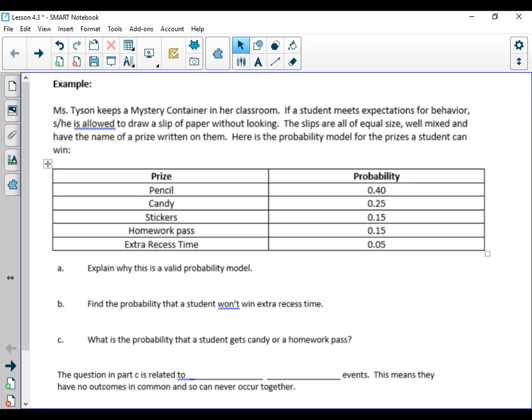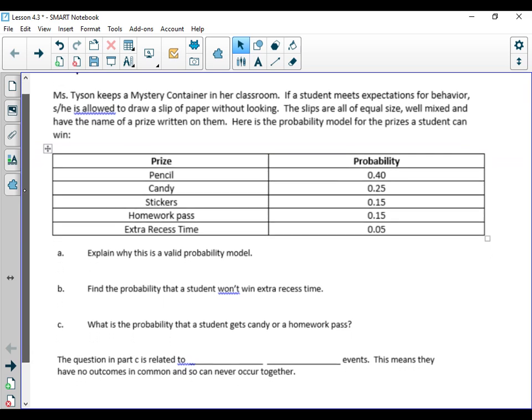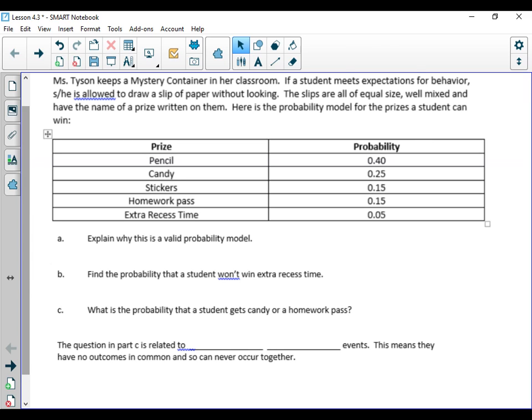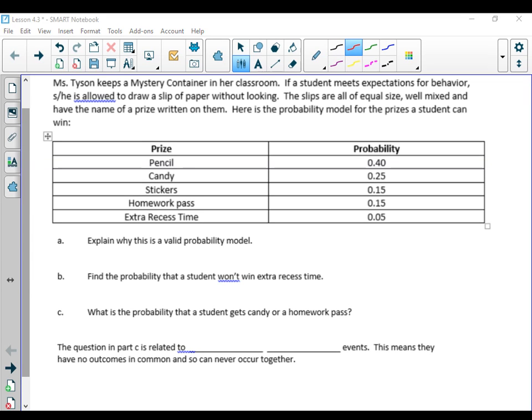Well, the first question wants to know, why is this a valid probability model? So we mentioned the other day, probability models really should have two things. They should have a sample space, and they should have probabilities that all work out. In other words, if I looked at all the probabilities, those probabilities should equal 1. So why is this a valid probability model? Well, it has all the prizes listed, so the sample space is there.